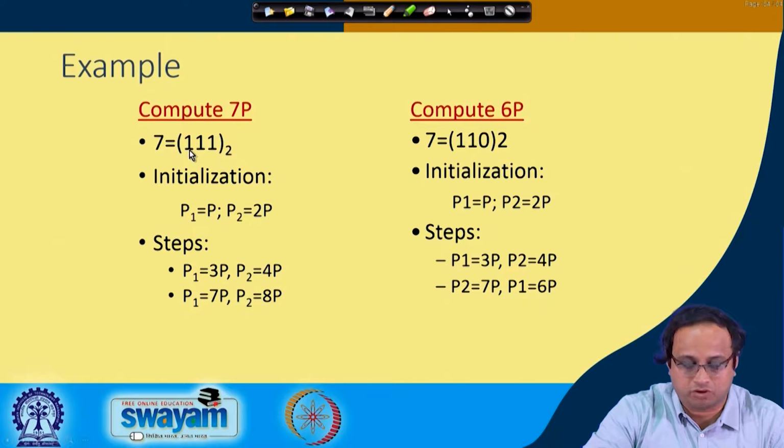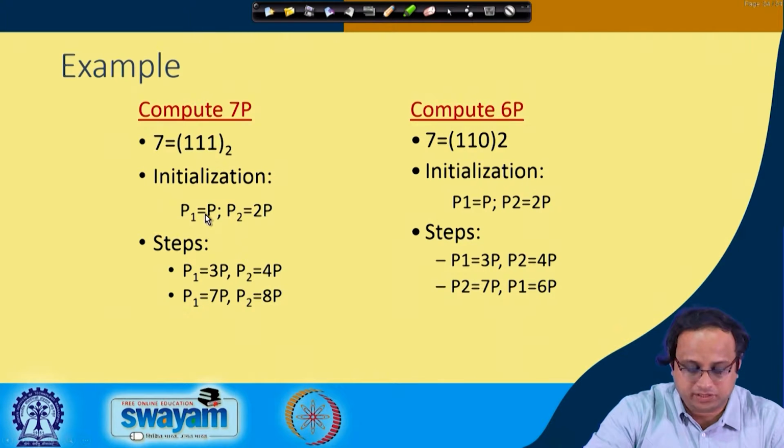So, therefore, I have 1 1 1 as my binary expansion of 7. I initialize P2 to 2p and P1 to p. If the bit is 1, I do an addition in P1. So I add p with 2p and I get 3p, and in P2 I do a doubling. So P2 becomes 4p.